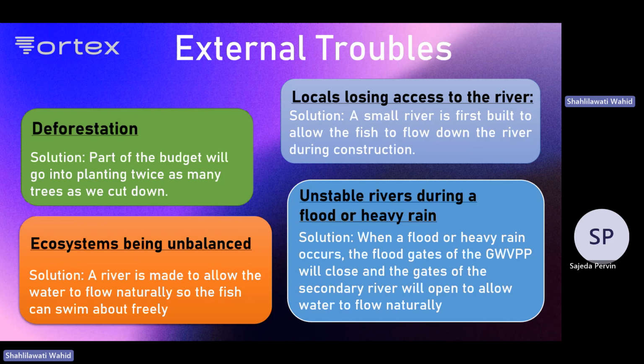However, we have also thought about this, and we have formed a small stream beside the GWVPP, or a tributary river for that matter, which would let water flow continuously and the marine life back downstream right next to Thermal Log. So they still would have access to the river.